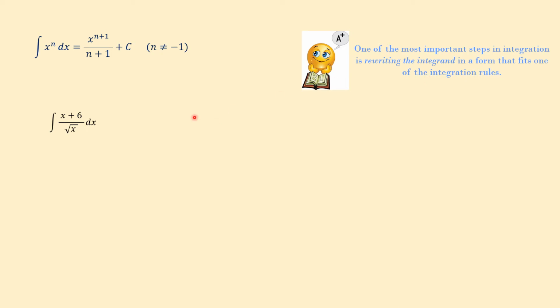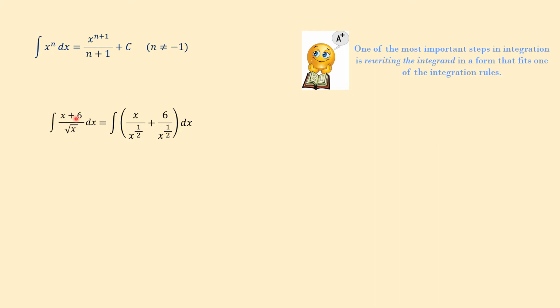For example, here, if you want to integrate x plus 6 over square root of x, we cannot integrate this function straightly with power rule. We have to try to rewrite this fraction in a form that fits with power rule. To do that, we have to separate numerator. By separating numerator, I mean we have to divide each term in numerator by denominator.